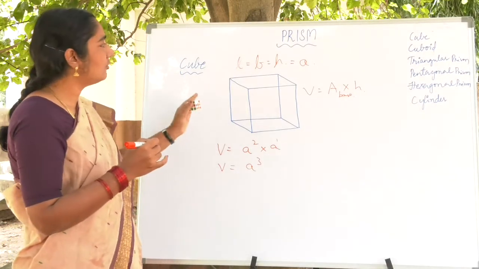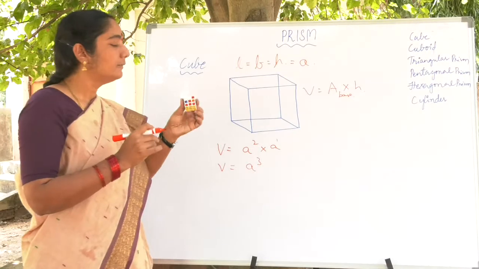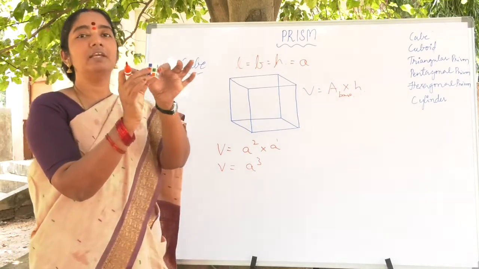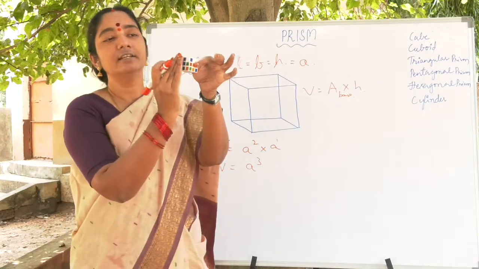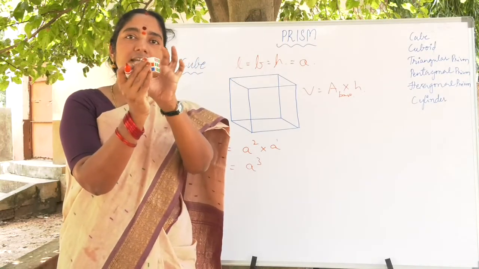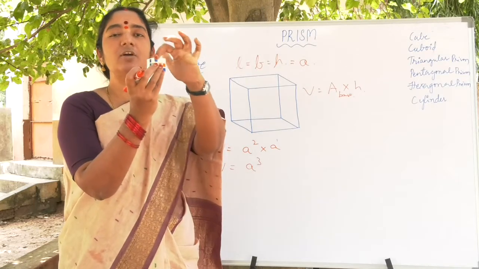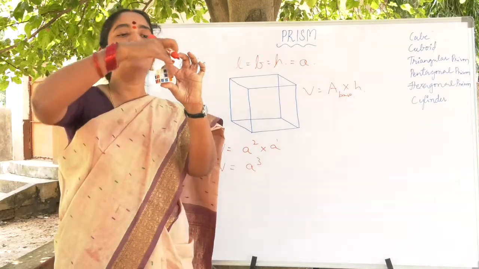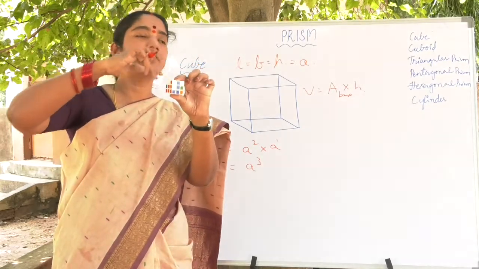So my dear friends, now you understood the volume of a cube. Now coming to the lateral surface area. What is the meaning of lateral surface? Sidewise. If you just consider the sides, we call it the lateral surface. These four sides are called the lateral surface. So lateral surface area means the area of these four sides.